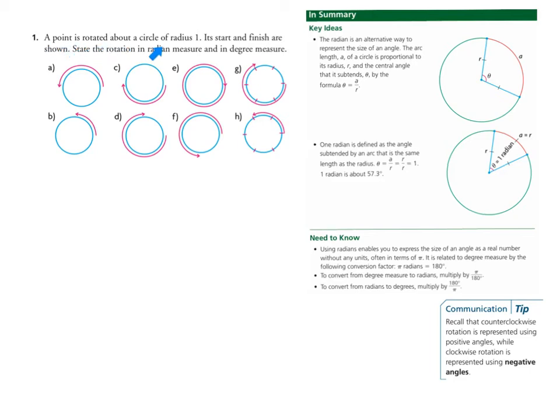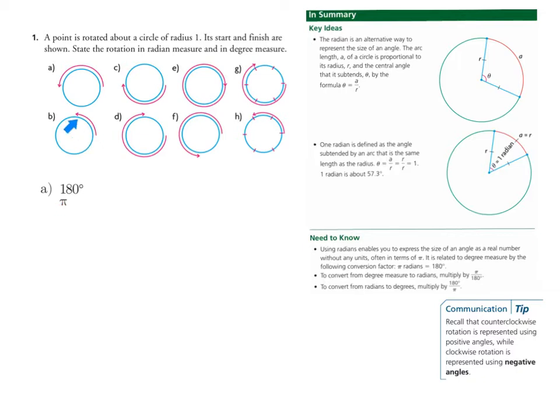A point is rotated about a circle of radius 1. So these all have radius 1. Its start and finish are shown. State the rotation in radian measure and in degree measure. All right, let's start with this first one. This is half a circle. That's 180 degrees, or pi radians.